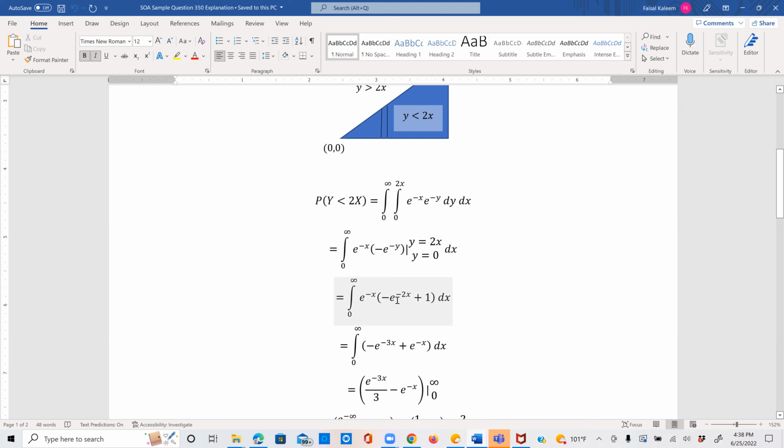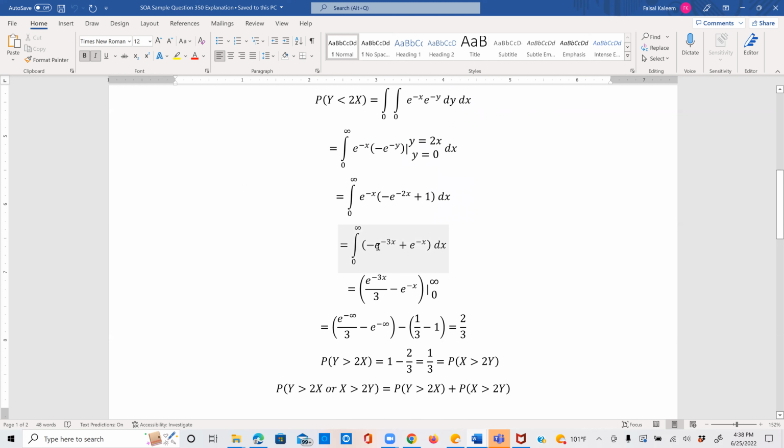And then we distribute the e to the negative x over this, so e to the negative x times e to the negative 2x is e to the negative 3x, and e to the negative x times 1 is just e to the negative x. Then the integral of e to the negative 3x is e to the negative 3x over negative 3, and we already have a negative here, so it'd be just e to the negative 3x over 3, and this would be e to the negative x over -1, so you get negative e to the negative x. The upper limit is infinity, and when you do e to the negative infinity, this is 0, so this one is 0 and this one is 0 when we put the upper limit. Then we put the lower limit, minus the lower limit, and e to the 0 is 1, so minus 1/3 minus 1.